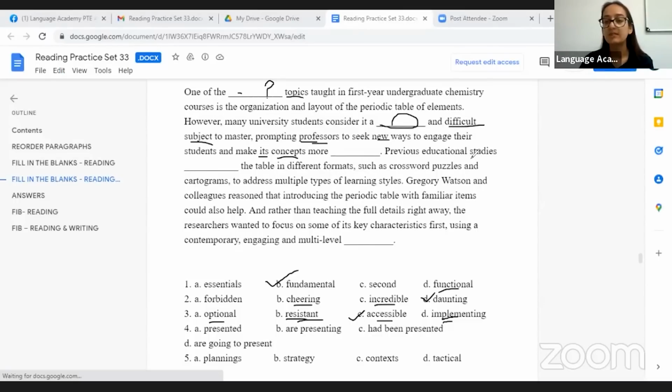"Previous educational studies dash the table in different formats." Previous obviously means in the past. There are multiple studies, so the studies dash the table in different formats. What do the studies do with the table? Studies presented the table. We can say that the previous studies presented the table in this form, and the modern studies have presented the table in this form. Are presenting cannot be the answer because the sentence starts with previous, so it has to be past tense. So are cannot be the answer.